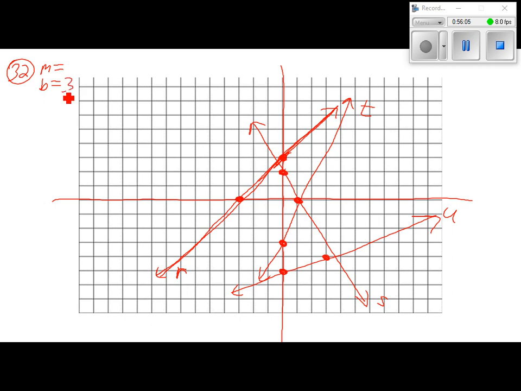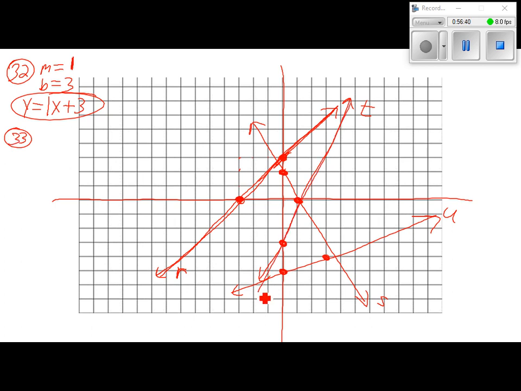Then the slope, you just find 2 points that fall on the line and find the slope. So rise over run. If I have these 2 points, I go up 1, 2, 3, over 1, 2, 3, 3 over 3, which is just 1. So our equation is just going to be y equals the slope, which is 1, times x, plus the y-intercept, which is 3. That's our equation. That was for line R. Line T. Line T is this line.